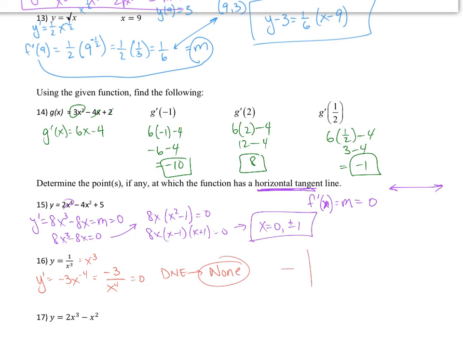If you took a look at the graph of this, this is exponential, and you'll have an asymptote, but that's not a horizontal tangent line. It's asking for something completely different.